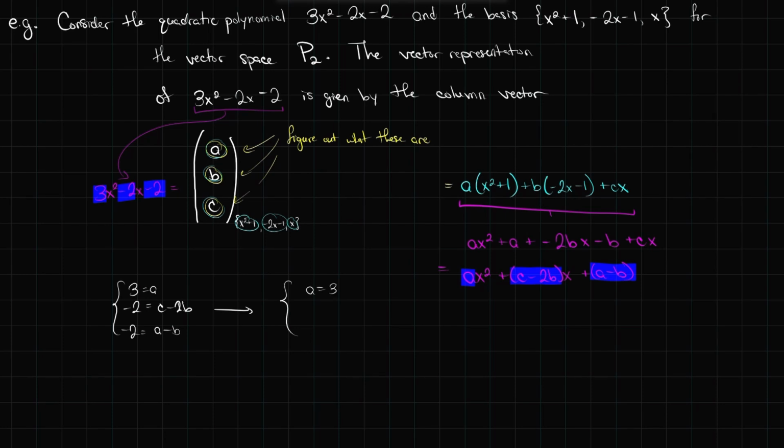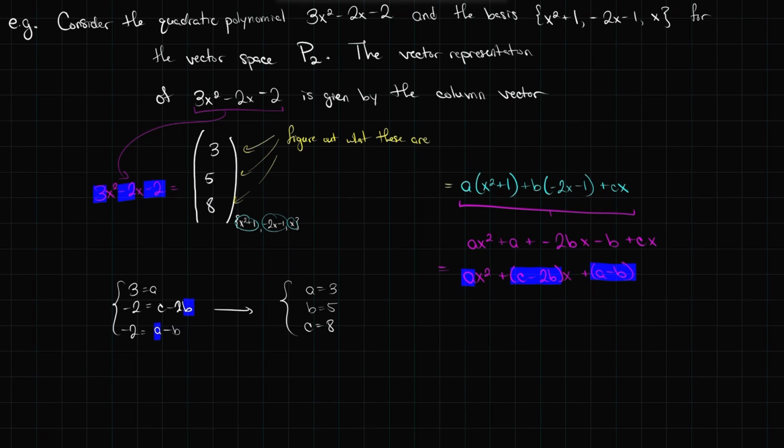Which sends me to a equals 3. Not really a surprise there. If I replace a with 3 and bring it to the left-hand side, I have negative b is negative 5, or b equals 5. Now I know that b equals 5. If I put b equals 5 there, I have c minus 10, or I add 10 to both sides and recover that c equals 8. So solving that system gives me a, b, and c as 3, 5, and 8.